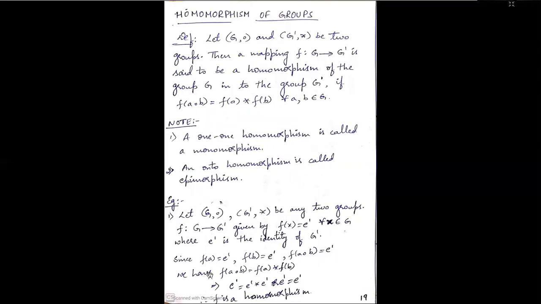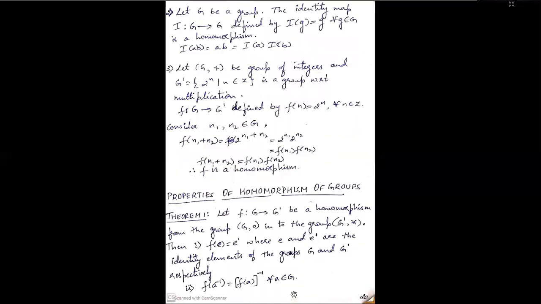So we have f of A circle B is equal to f of A star B. This implies E dash, f of A circle B is nothing but E dash, and f of A is E dash, f of B is also E dash, which is nothing but E dash is equal to E dash. So the left hand side is equal to the right hand side. So we say that f is a homomorphism. So let us look at one more example.